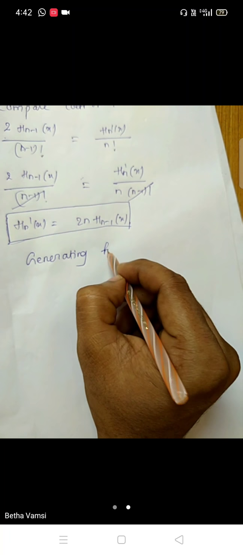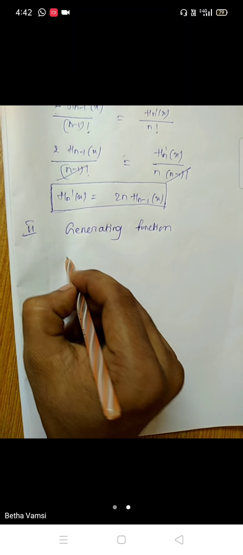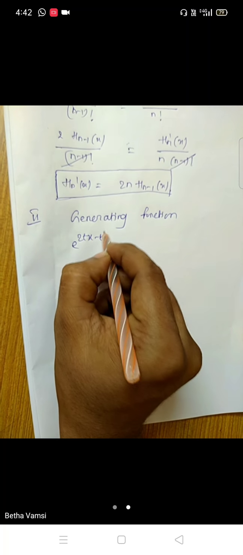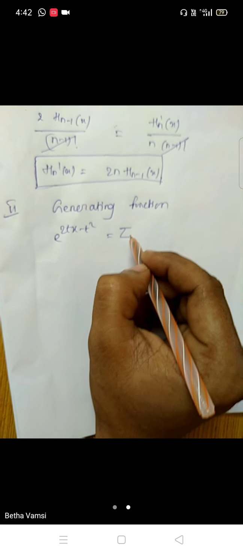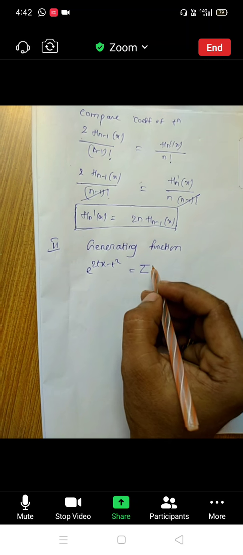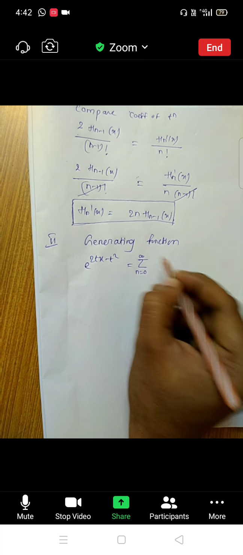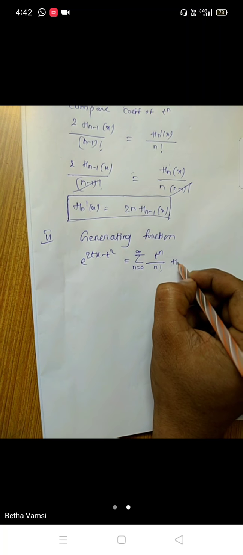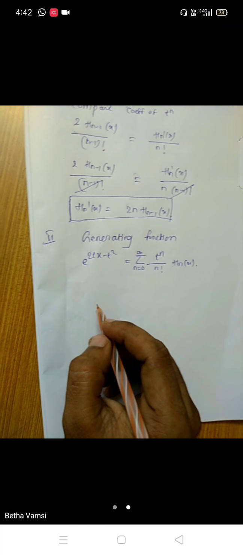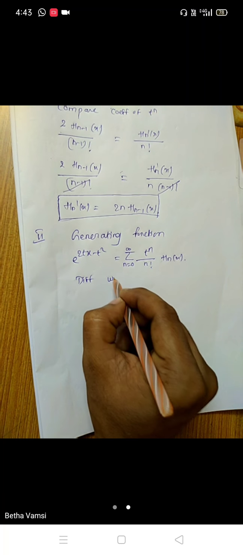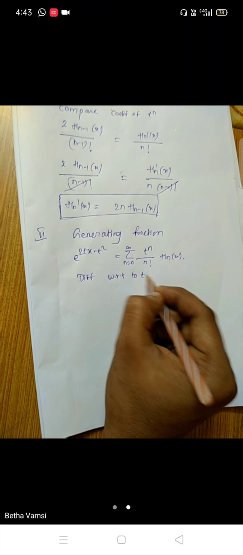Generating function of Hermite polynomials. Let's rewrite that generating function: e power of 2tx minus t square is equal to the summation of n equals 0 to infinity t power n divided by n factorial H_n of x. Okay, now differentiate with respect to t.